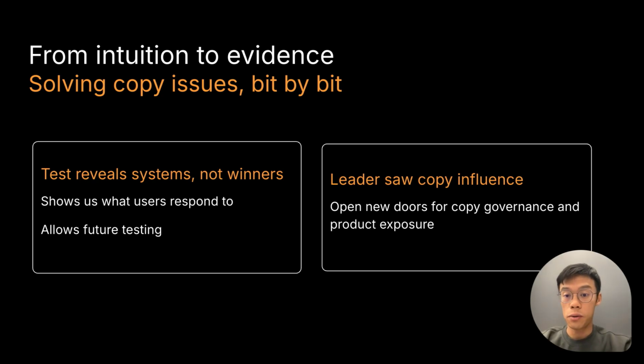So again, it shows what users respond to, and with that kind of learning to share to different product owners, we're allowed to do feature testing. And at the same time, that's the first time that leaders saw copy being an influential business unit, and it opens new doors for copy governance and also for product exposure.